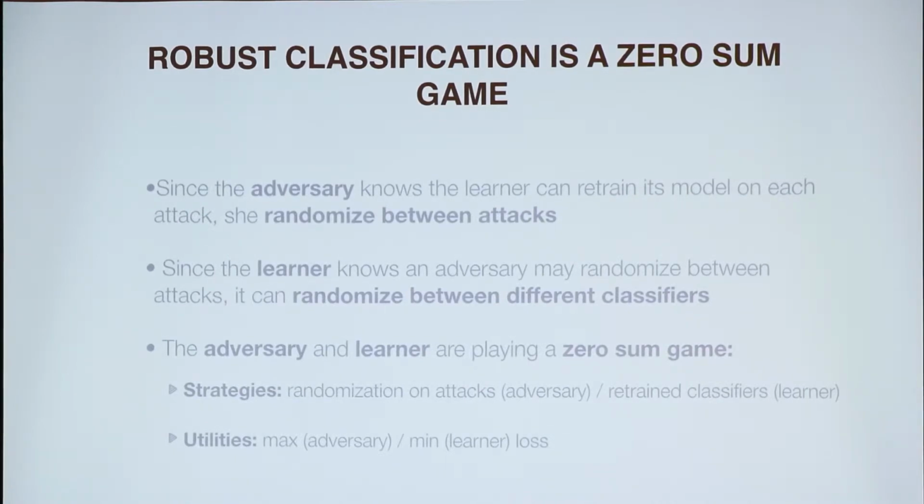So from this mindset, we have the adversary and the learner playing a two-player zero-sum game, where the strategies are randomization on attacks by the adversary, and retrained classifiers. These are the strategies for the learner. And the utilities are: the adversary wants to maximize the loss of the learner, and the learner wants to minimize her loss.